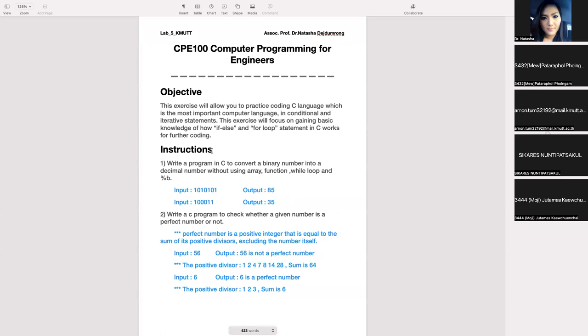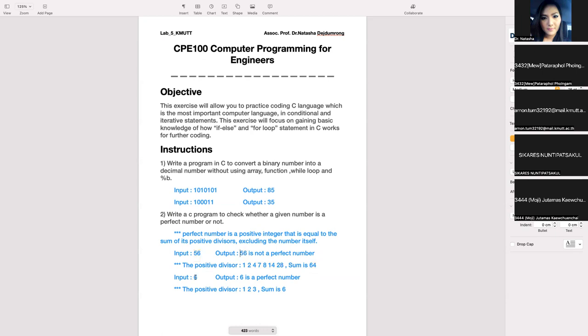And the second question is to check whether the given number is a perfect number or not. And what is a perfect number? I wrote the hint here. A perfect number is a number whose positive divisors sum up to that number. What I mean is, if I input 56, you have to find every positive divisor: 1, 2, 4, 7, 8, 14, 28, something like that, and sum them together, and you find it's 64, which is not equal to the input number. So 56 is not a perfect number.